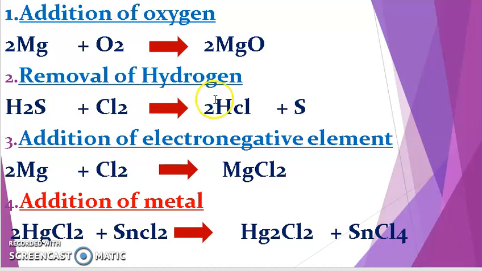What about the second reaction? Removal of hydrogen, I think. See this substance here, H2S plus Cl2 gives 2HCl plus S. The hydrogen is removed from the H2S and reacts with the Cl to give the product 2HCl plus S. So there is a removal of hydrogen here.